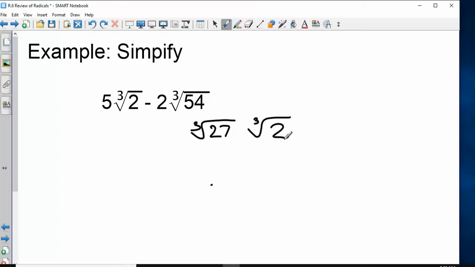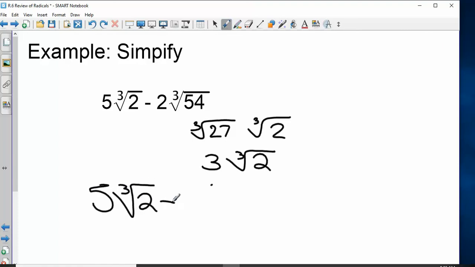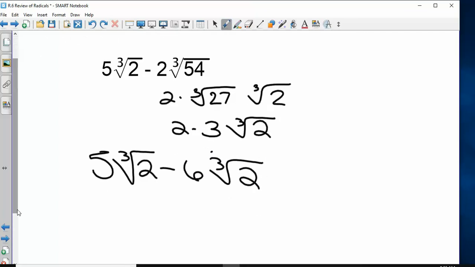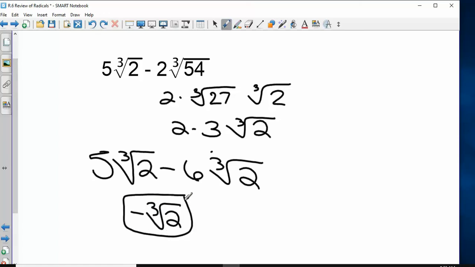Okay, the cube root of 27 is 3. So that radical breaks into a 3 cube root of 2. So what I have right now, we have this 5 cube root of 2 minus, don't forget there was a 2 out here. So we get to take 2 times 3 and you get 6 cube root of 2. So coefficients 5 minus 6 would be negative 1, or you could just write a negative cube root of 2.